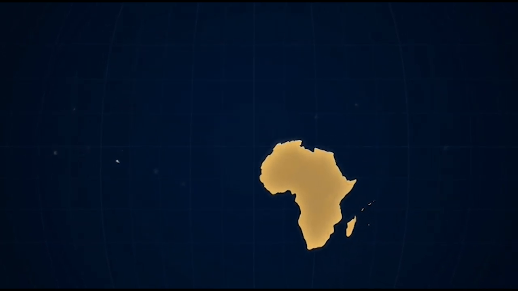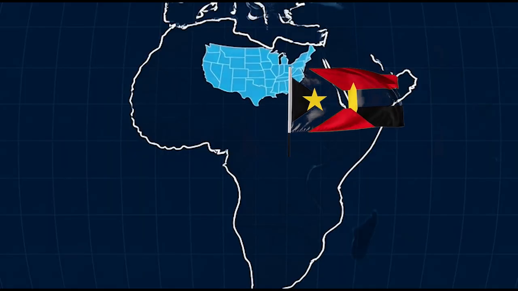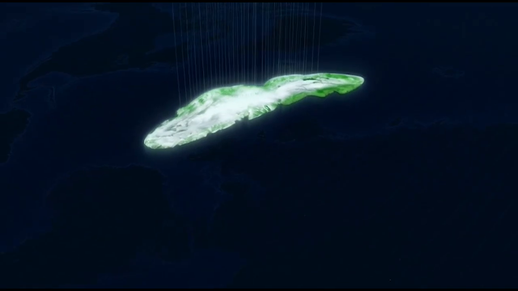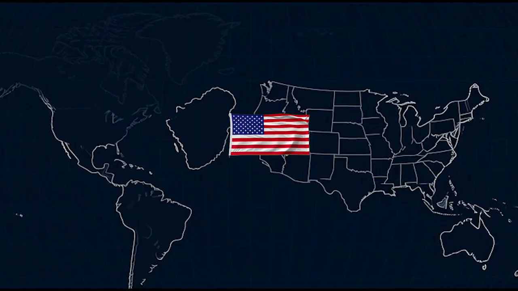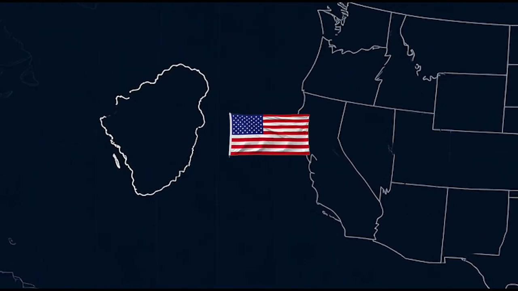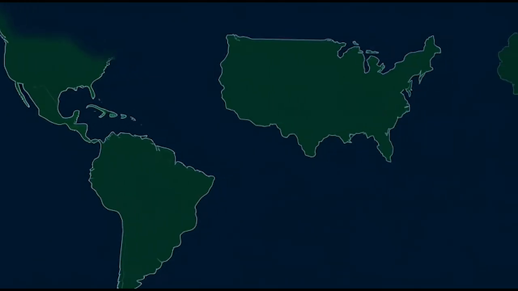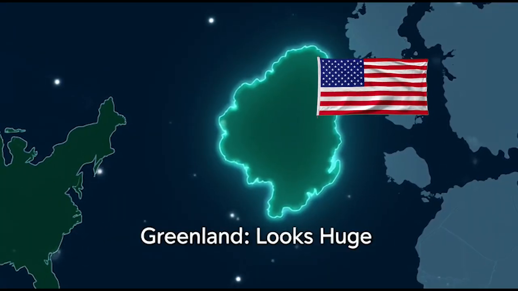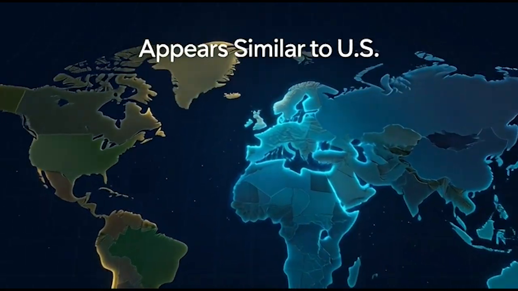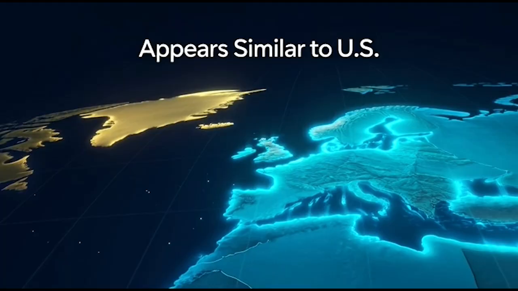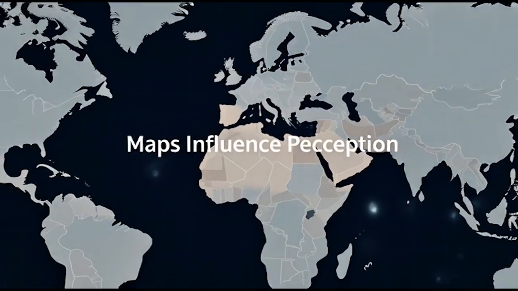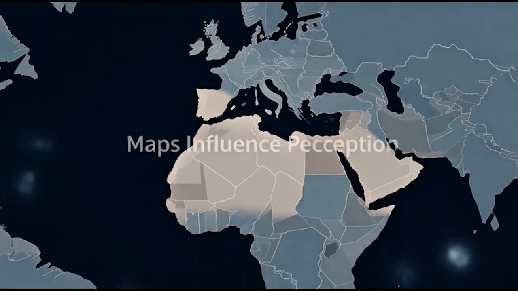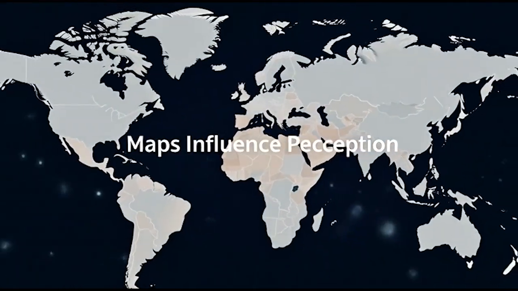Let's compare the United States with Africa. On a typical Mercator map, the US looks comparable to Africa, maybe slightly smaller but still close. In reality, Africa is more than 3 times larger than the United States. Africa covers about 30 million square kilometers. The United States covers about 9.8 million square kilometers. You could fit the US inside Africa 3 times over and still have room left. Yet visually, many people grow up thinking Africa is roughly similar in size to the United States. That's the illusion.